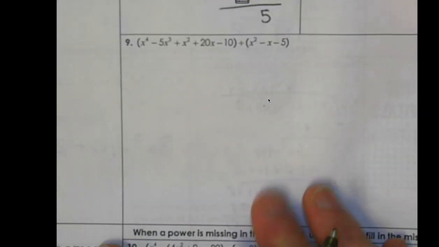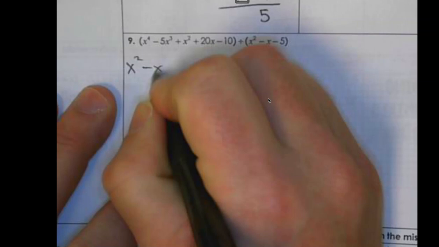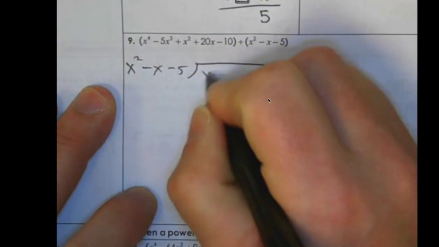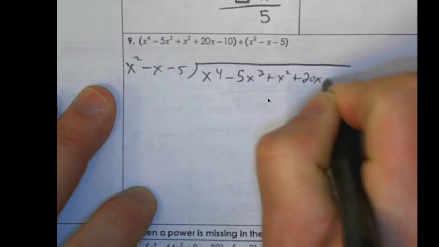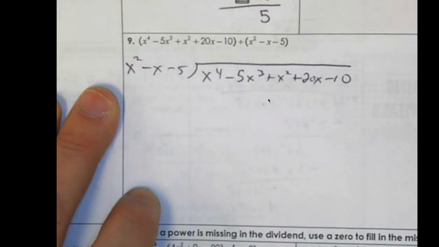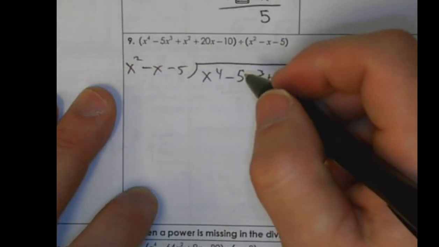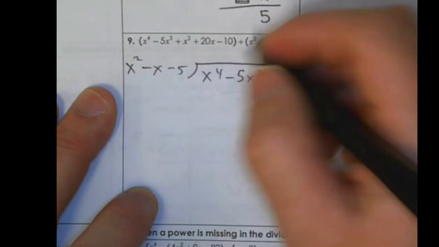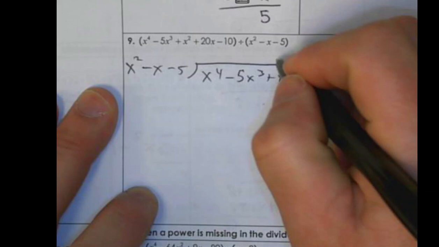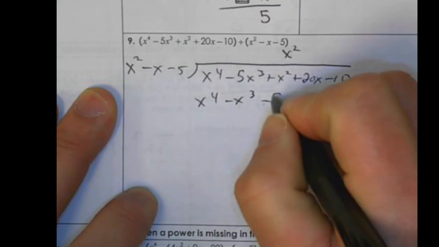I'll do number 9. Now, don't trip because there's a trinomial here. It's the same thing. You have x squared minus x minus 5 going into all of this business right here, right? So what we're going to do is figure out what this is going to be. That's going to go into an x squared, so we'll put that right here. You just walk it through. So that's x to the 4th minus x cubed minus 5x squared.